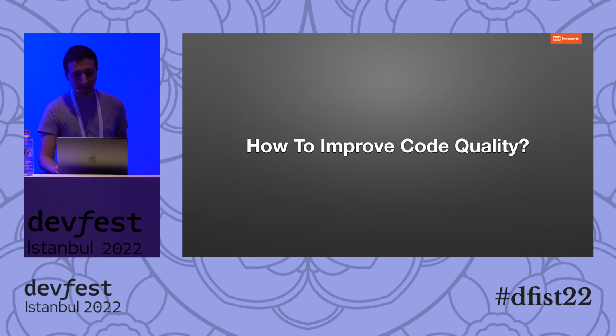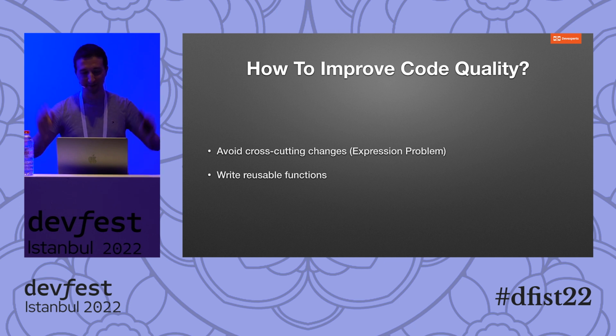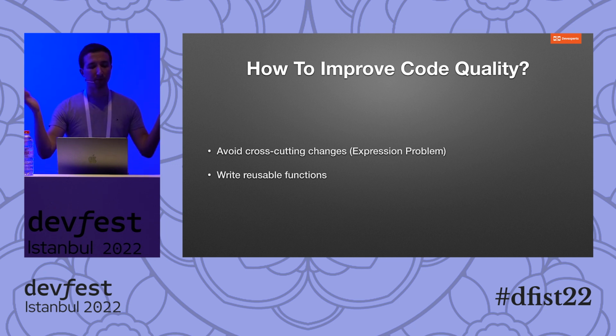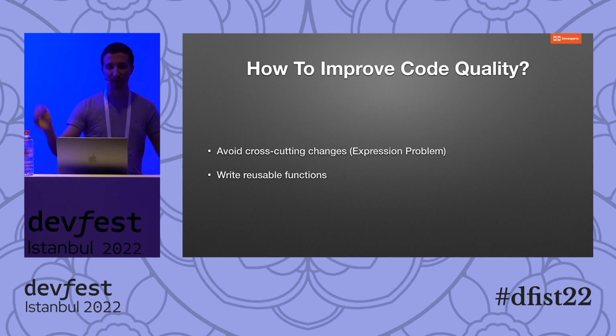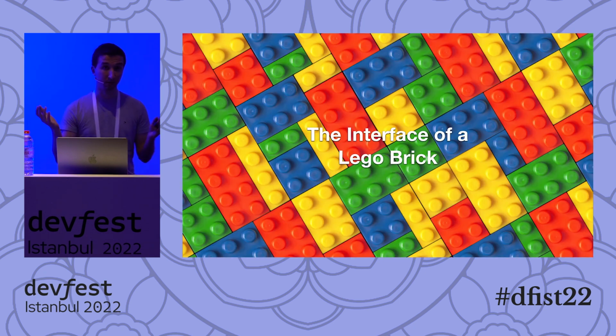So what is the answer then? How to improve code quality? Well, we need to avoid doing cross-cutting changes and write reusable functions, right? So everything is solved. But how exactly can we do that in practice? I think a good software system will have individual components. And I think it helps a lot to think about how Lego works.